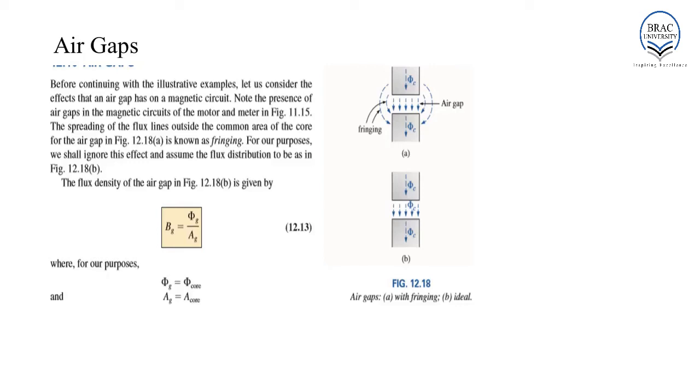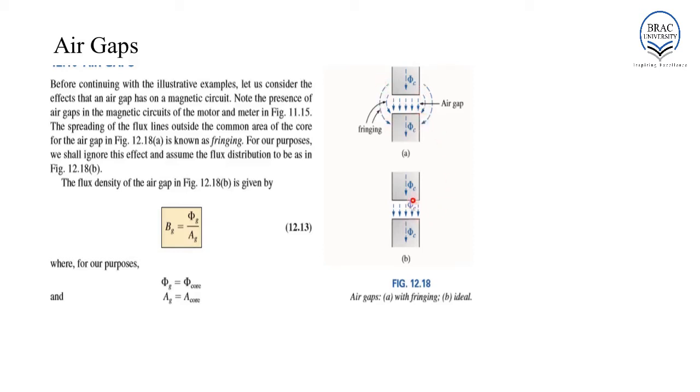Air gaps. Before continuing with the illustrative examples, let us consider the effects that an air gap has on a magnetic circuit. Well, over here, as you can see, due to air gaps, the spreading of the flux lines outside the common area is known as fringing.